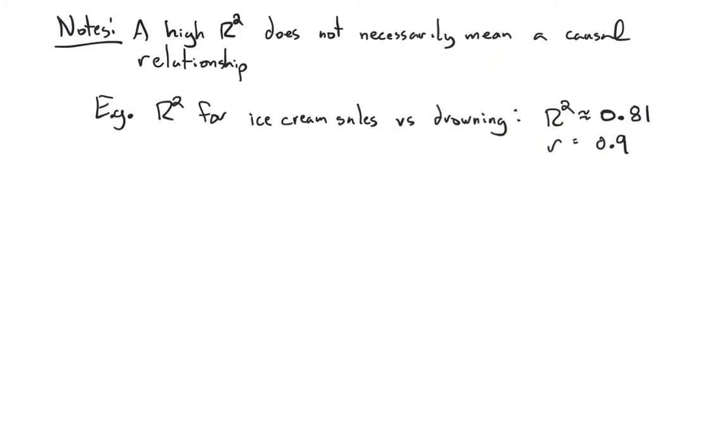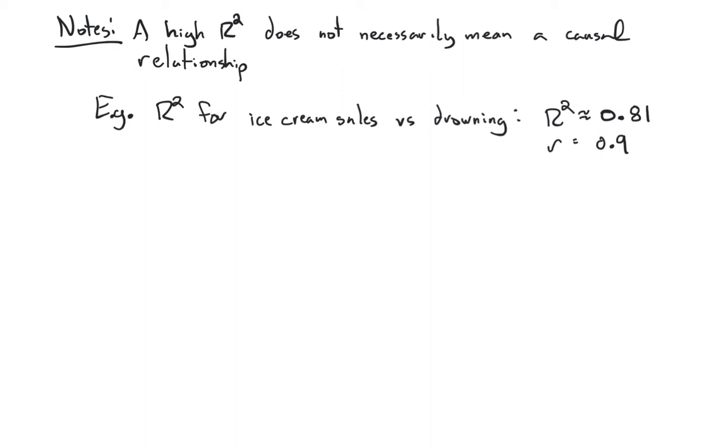A quick and important note here. This is a very common mistake people make. They might see a high R squared value in a regression. They might think, well, it must be that X is causing Y. But that's not always true. So you can imagine, this is kind of the classic example.